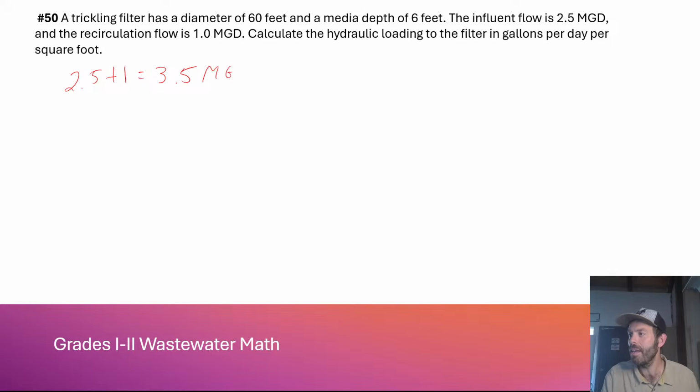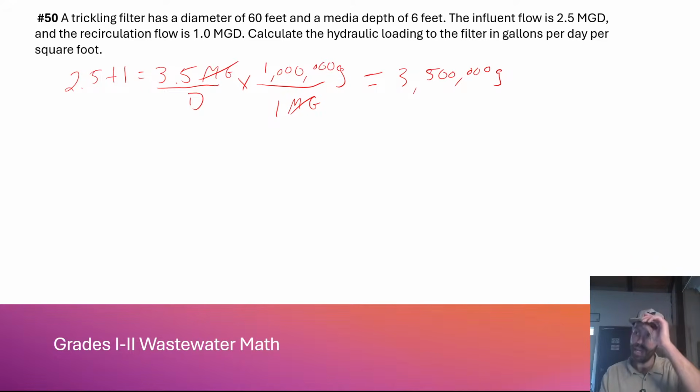3.5 mgd. Okay, why am I writing it like that? Because we're going to convert to gallons. There is 1 million gallons in 1 mg. Cancel, cancel. There we go. 3,500,000 gallons is 3.5 mgd, or per day. Gallons per day, sorry.